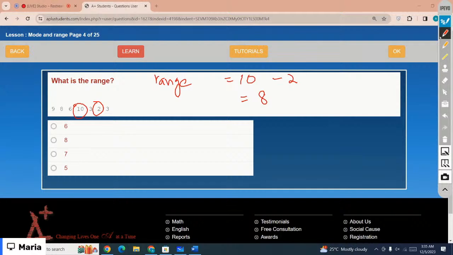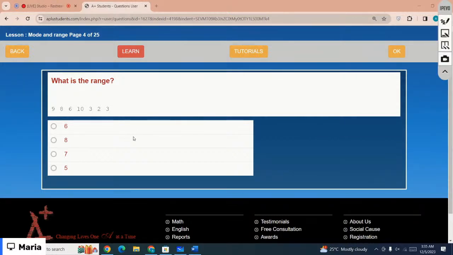Got it? So the correct option is 8. If you have any questions related to the lesson we're working on, you can ask. I'm here to answer all your questions and confusions if you have any. No one is answering. Is there any problem? The range is 8.